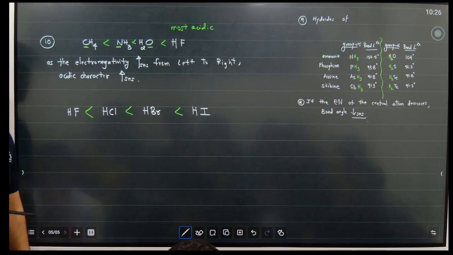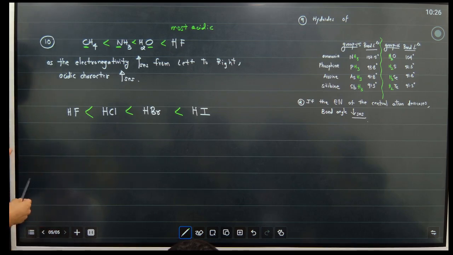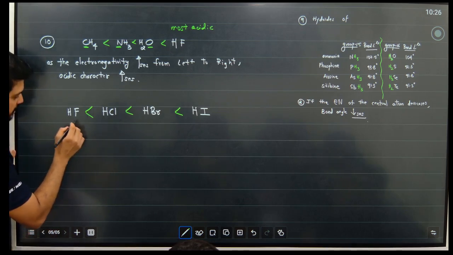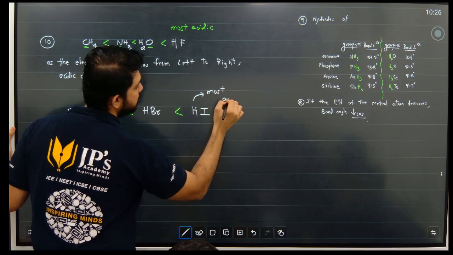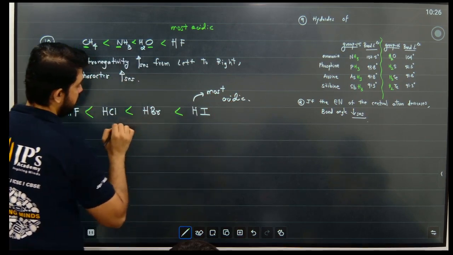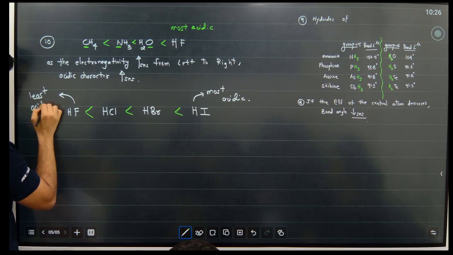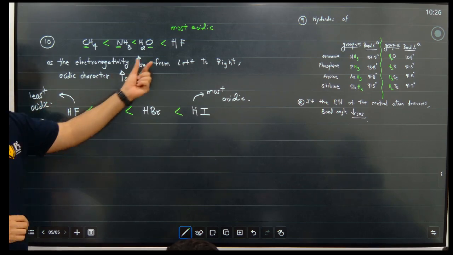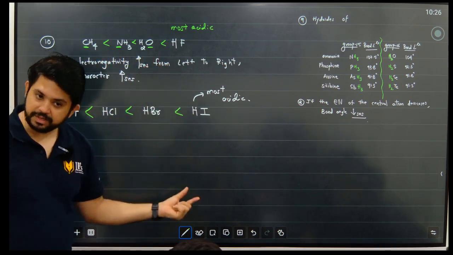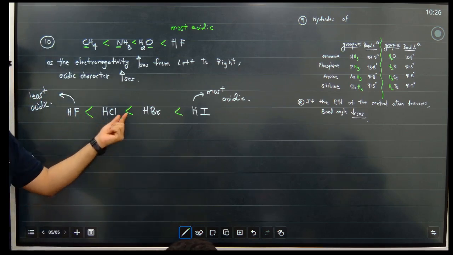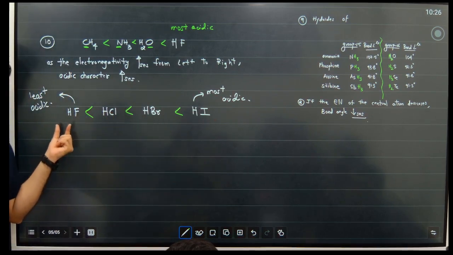Now here it's not related to electronegativity, but what it is related to is size. Let me explain that. I'll just write the key point over here. First, HI over here is the, and here HF is, so if you compare HF with these, HF is the most acidic. But if you compare them in the same group, HCl, HBr and HI, HI is the most acidic, HF is the least acidic of the lot.